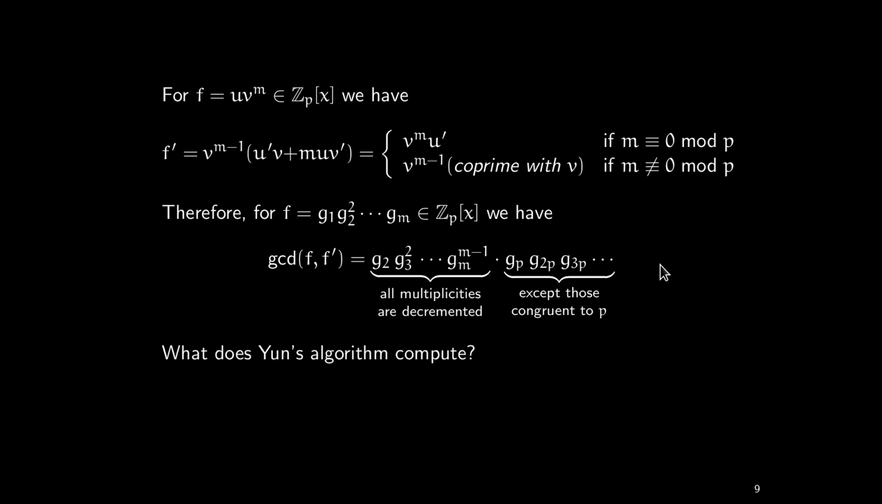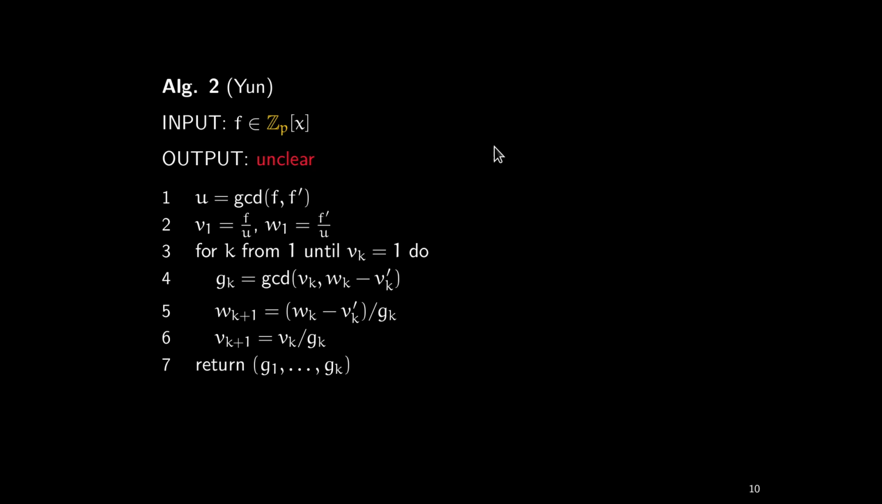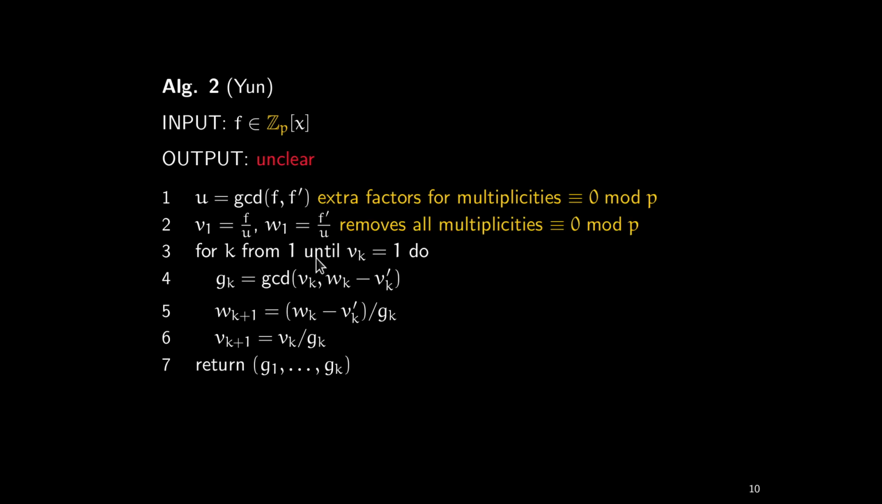Okay, and with this knowledge, we can now go through Yoon's algorithm and see what it does. It will still compute something, so let's consider what it is. We have just argued that in this GCD we get extra factors that correspond to the g's where the index is a multiple of p. So this u is a little bit more than what it was before. That means if I divide this out, the v is a little bit less than it was before, and the w as well. This removes all the g's whose multiplicities are equal to 0 mod p, and for the other ones it just keeps a multiplicity of 1 in the v.